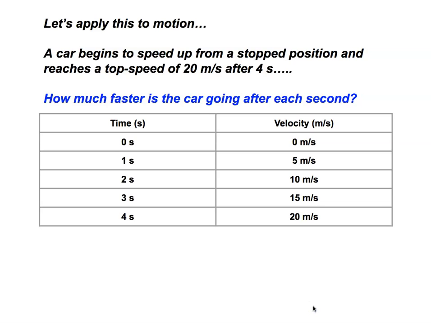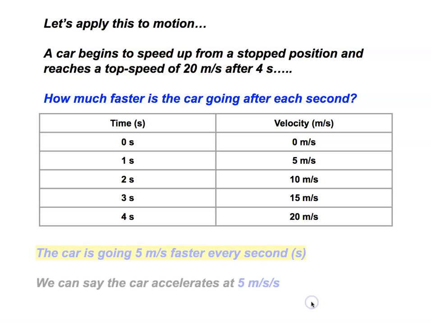Let's apply this idea of an increasing rate to motion. In this example, a car begins to speed up from a stop position and reaches a top speed of 20 meters per second after 4 seconds. How quickly is the car accelerating after each second? You can notice from the data table that the car is going 5 meters per second faster every second. We can say the car accelerates at 5 meters per second per second.